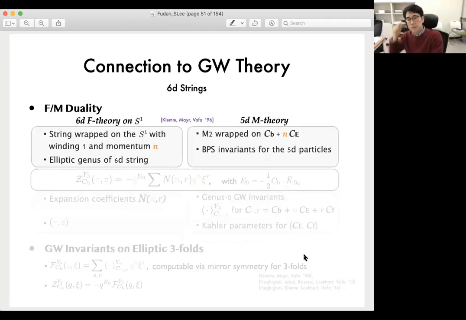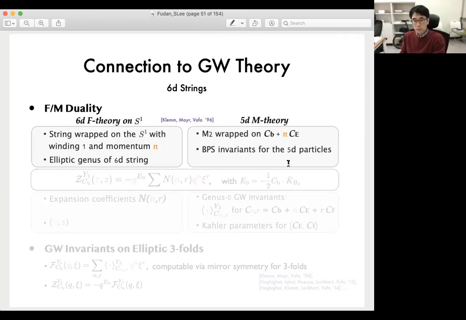Before describing the 4D physics, let me first review the six-dimensional situation, which is much more extensively discussed in the literature. So we consider a six-dimensional F-theory on S1, and also the solitonic string associated with a given base curve CB. The string, once wrapped on the circle with winding 1 and momentum n, corresponds in the five-dimensional M-theory to the M2 brane wrapped on CB plus n times the full fiber. Then the duality tells us that the elliptic genus of this six-dimensional string encodes the BPS invariant for these M2 brane particles.